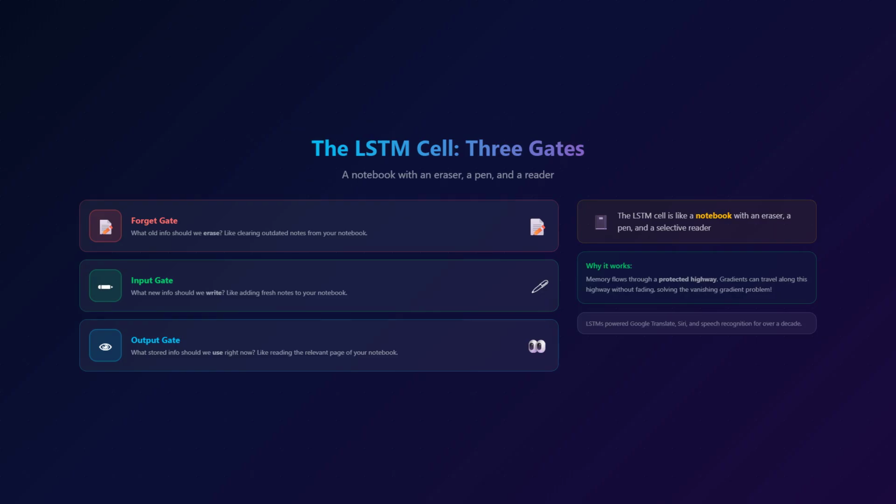The second is the input gate. It decides what new information to write down. After reading the word John, the input gate writes John into the subject slot. It's like a pen for your notebook.